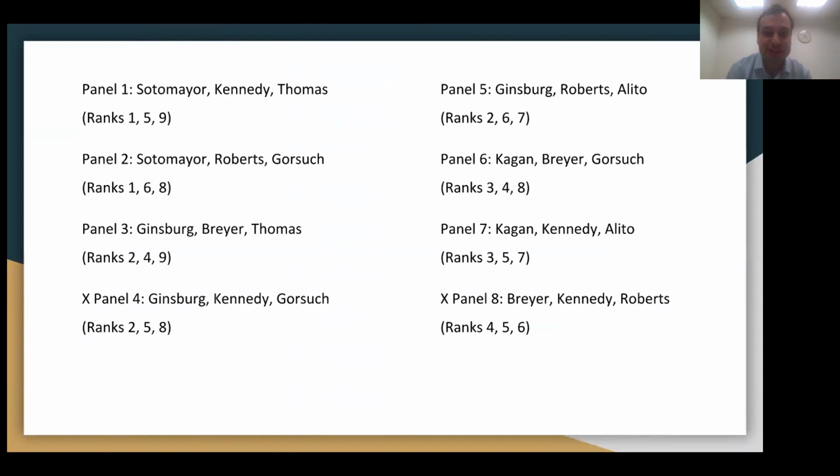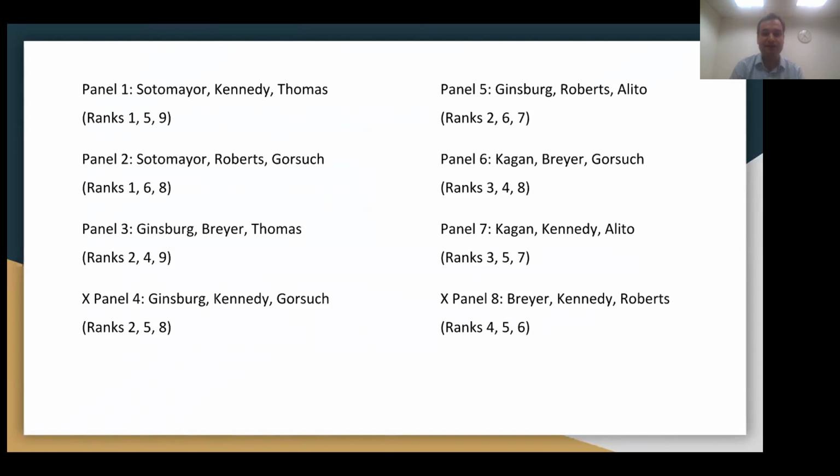Then per step 4, here would be the 8 panels that would form. You will note that the sum of the ranks of each of these 8 panels equals 15. They all equal 15, because in this example, the middle judge has a ranking of 5. There are 3 judges on the panel, so 3 times 5 equals 15. So here are the 8 step 4 panels.